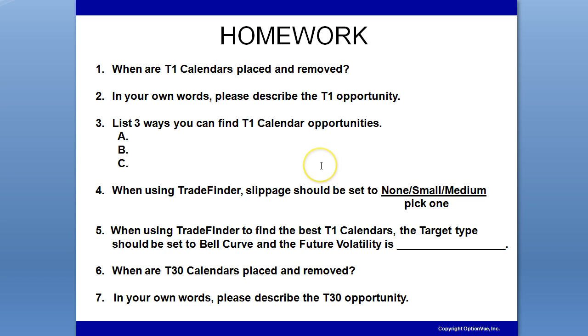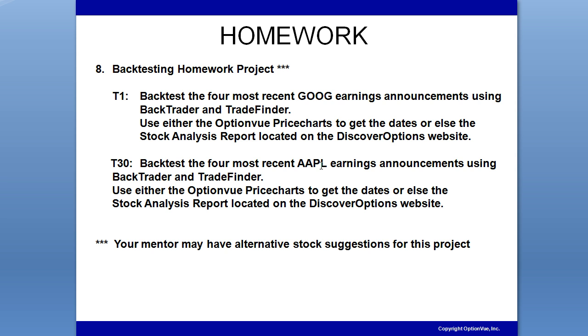All right, you have homework to do. I want you to do the homework. I have some simple questions for you. Fill in the blank, a little bit of essay work, and then backtesting work, where you're going to backtest. Start with Google and Apple. The T1, we want you to do Google. The T30, we want you to do Apple. And see how it goes.